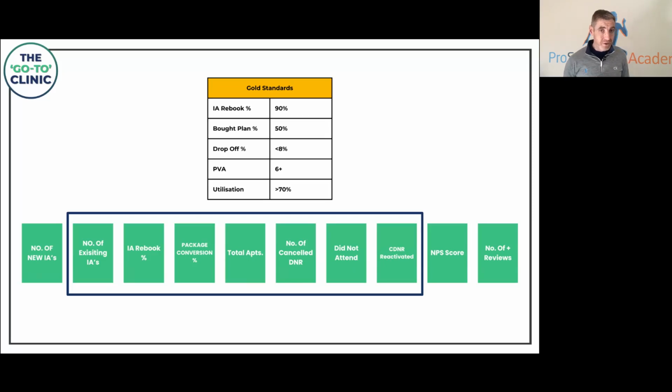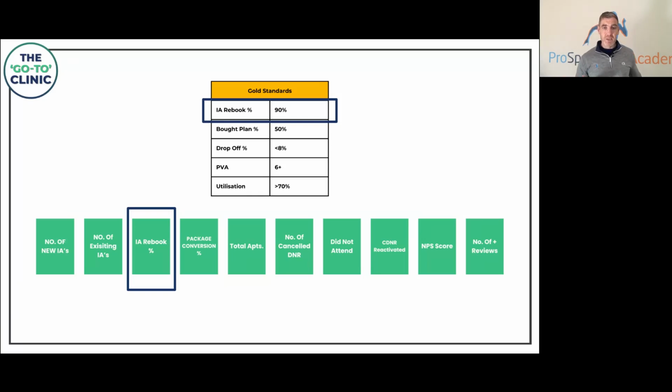My ego told me I could do it when I started in private practice. I quickly learned that we can change pain, and changing pain is very easy, but to actually get the pain to stay away in the real world where there are physical and emotional stressors, that takes a little bit of time. And that's why we want to get that IA rebook rate up as high as possible.